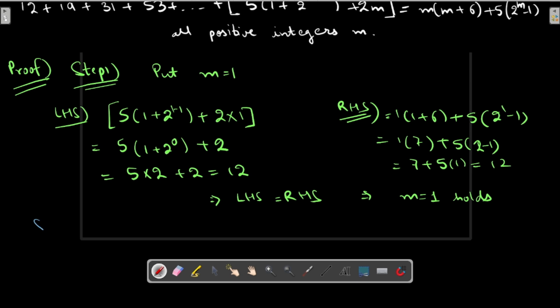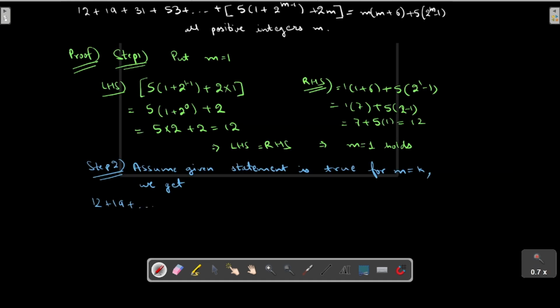Step 2. Assume that the given statement is true for m is equal to k. It's 12 plus 19, so on, plus 5 times (1 plus 2 to the power of k minus 1) plus 2 to the power of k, is equal to the right hand side. Let's label it as star.